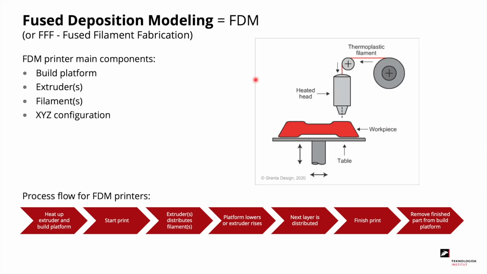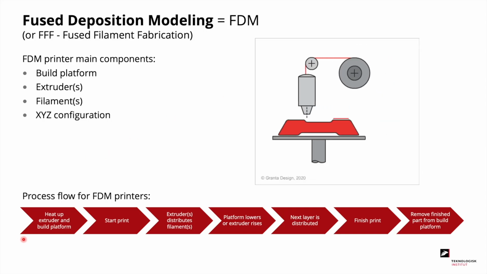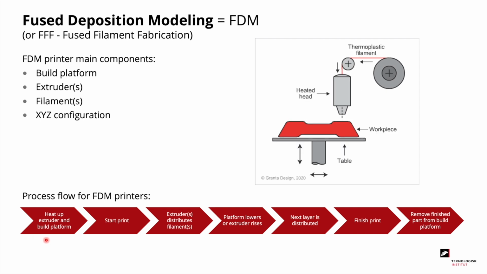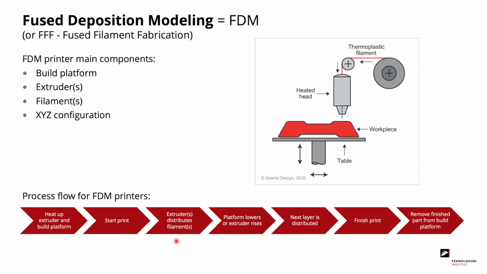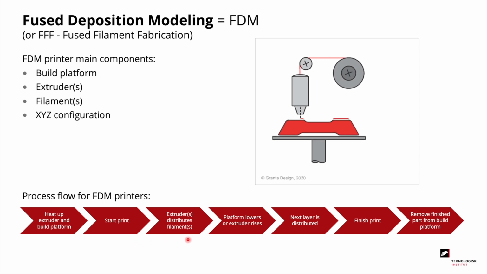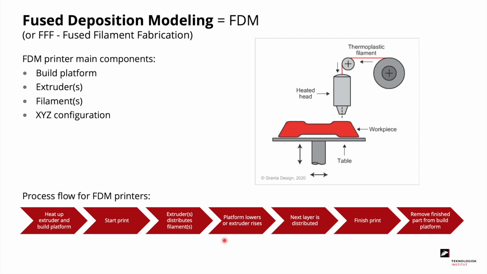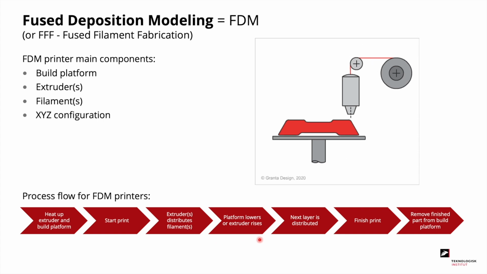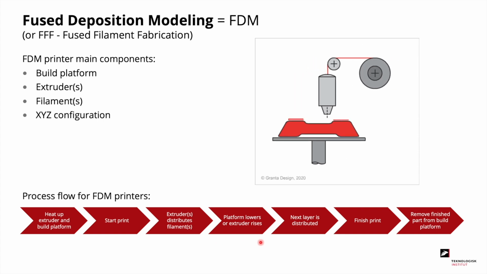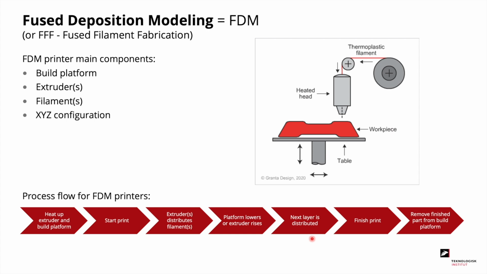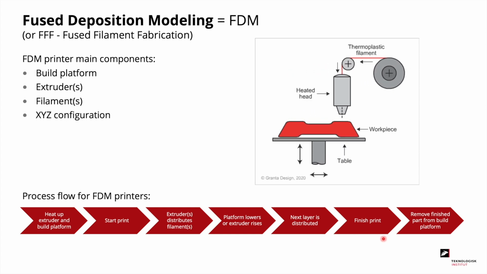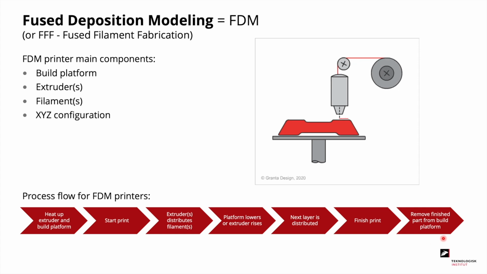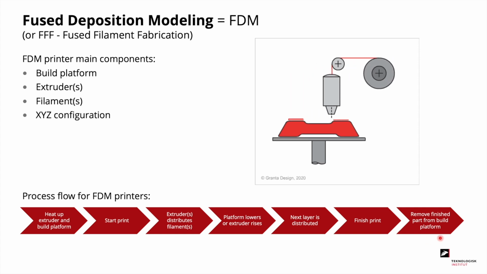The process flow for FDM printing is that first the extruder and the build platform are heated up, and then the print can start. Then the extruder distributes the filament on the platform, and then either the platform lowers or the extruder rises up between each layer. Then the next layer is distributed, and this cycle will continue until the print is finished. And when the part is finished, you can remove it from the platform almost immediately.